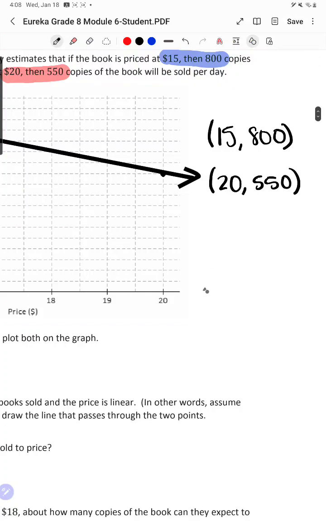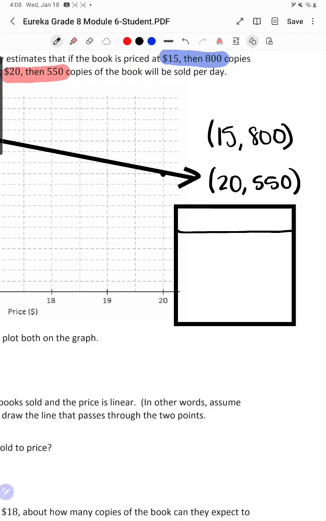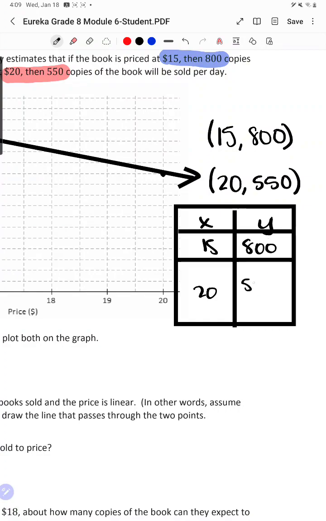The first way that we could find that is by putting this into a table. And we already know how to find rate of change from a table. This is personally my favorite way to find it because it's a little bit more precise, and you can always put some numbers in a table and find what you need to find, right? I have X and I've got Y. 15, 20, 800, 550. Now to get from 800 to 550, you have to go down 250. And to get from 15 to 20, you have to go up by 5.